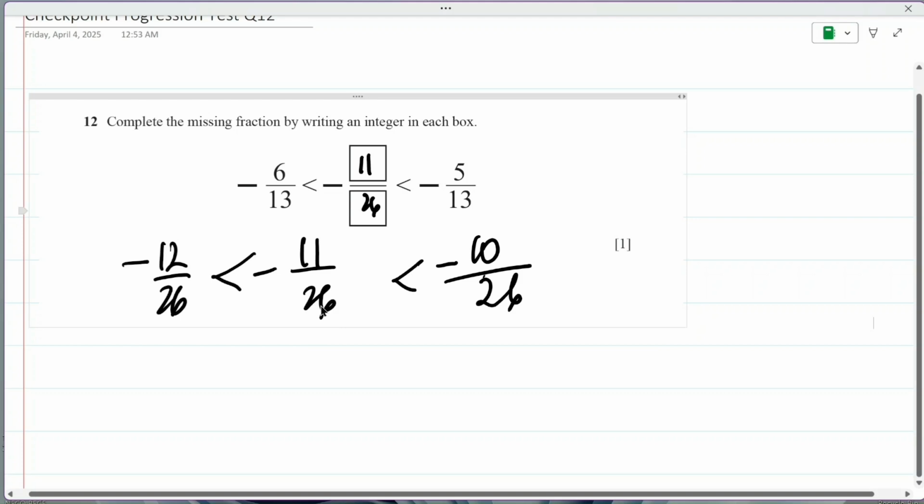You have your over 26 with your negative, then you have 12, 10, and in between 12 and 10 you have 11. You have 10, 11, 12. You've created a fraction that fits in the middle, because both signs, that's both the greater than or less than sign, is just telling you to find a fraction that fits in the middle, which is minus 11 over 26.